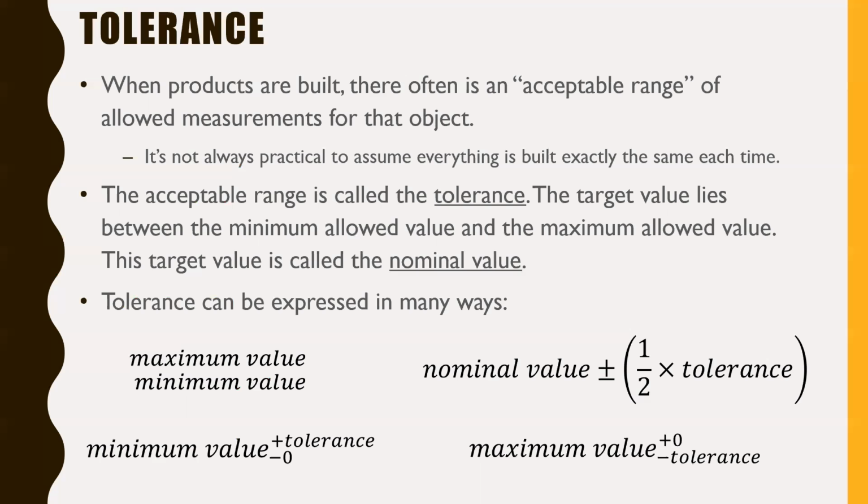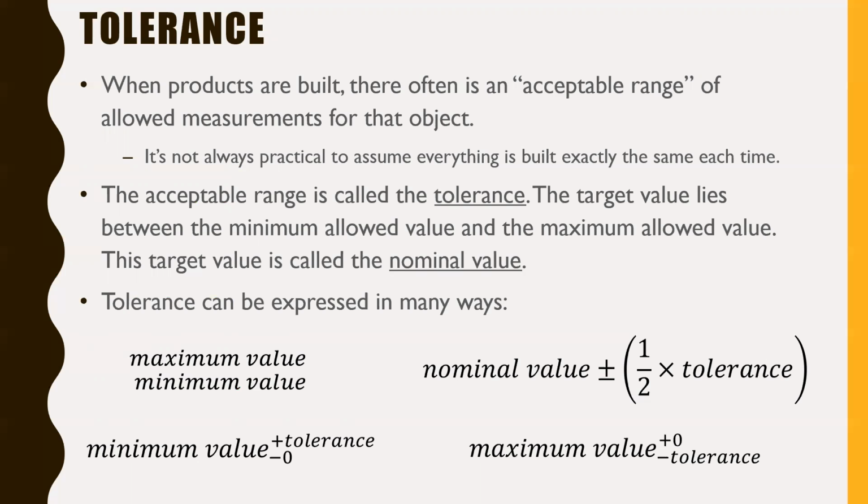So just a little bit of background here. When products are built, there's often an acceptable range of allowed measurements for that object. It's not always practical to assume everything is built exactly the same each time. So whether it's clothing or merchandise being manufactured in a factory, oftentimes things aren't built exactly the same every single time. Sometimes certain items are a little bigger or a little smaller than others.